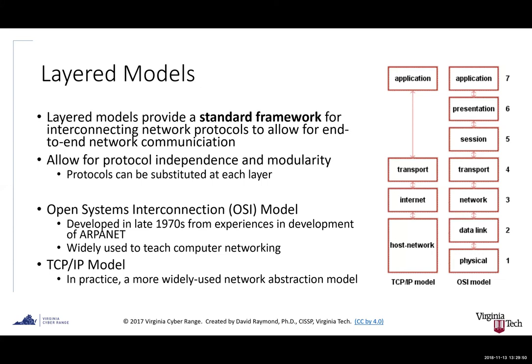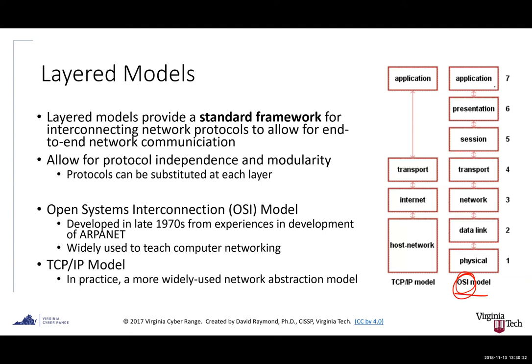So for example, we have two layered frameworks that I'm showing on this slide. On the right is the OSI model, Open Systems Interconnect, which is a layered network model. This is more of a theoretical model that's used a lot in teaching, and it has 7 layers. So physical, data link, network, transport, session, presentation, and application.